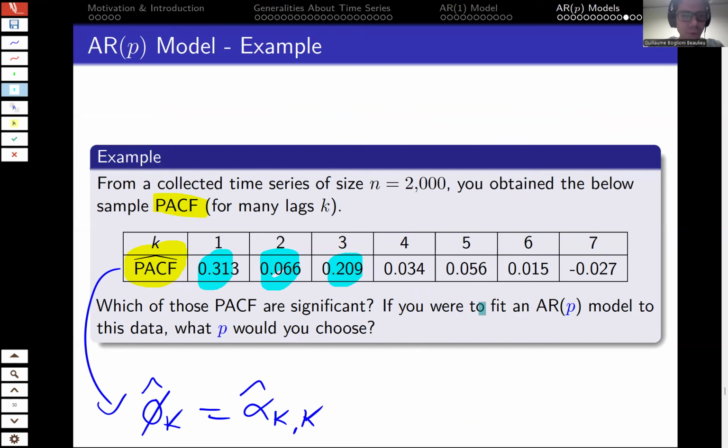Simple question for you: which of those partial autocorrelations are significant? And if you were to fit an AR(p) model to this data, what p would you choose? Simple enough question, maybe try to do it while I revisit my Mr. Happy mug. Then we can present the solution. But you are not skipping doing it, of course.